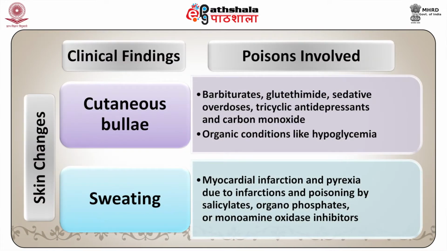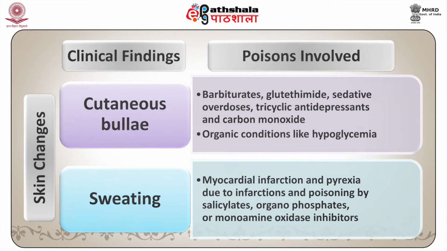Next is the skin changes. Cutaneous bullae are caused by the poisoning of barbiturates, glutethimide, sedative overdoses, tricyclic antidepressants and carbon monoxide. Also caused by organic conditions like hypoglycemia. And in case of sweating, it is due to myocardial infarction, better known as MI, and pyrexia due to infarctions and poisoning by salicylate, organophosphates or monoamine oxidase inhibitors.